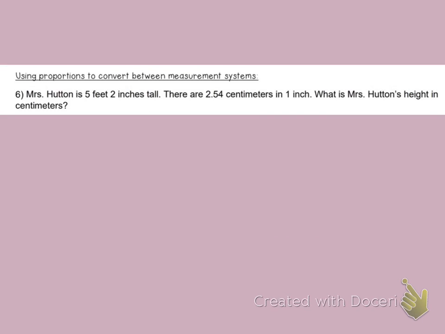Our last problem, we're going to convert within measurement. It says Mrs. Hutton is 5 feet and 2 inches tall, and there are 2.54 centimeters in 1 inch. What is Mrs. Hutton's height in centimeters? So it wants to know centimeters, and the first thing that it gave us was feet and inches. And then it tells us centimeters to inches. So that means that I need to take my feet to inches, then my inches to centimeters.